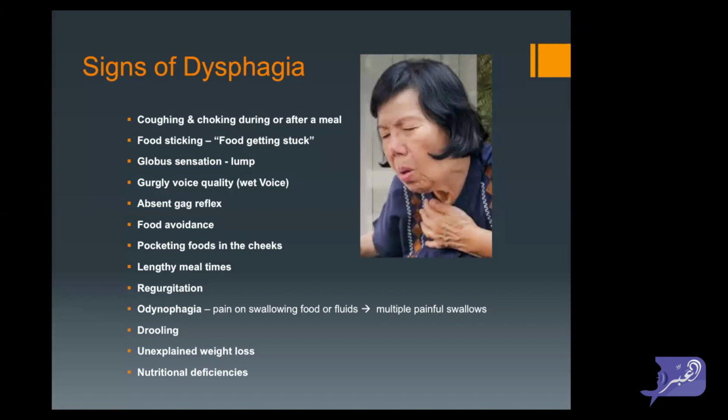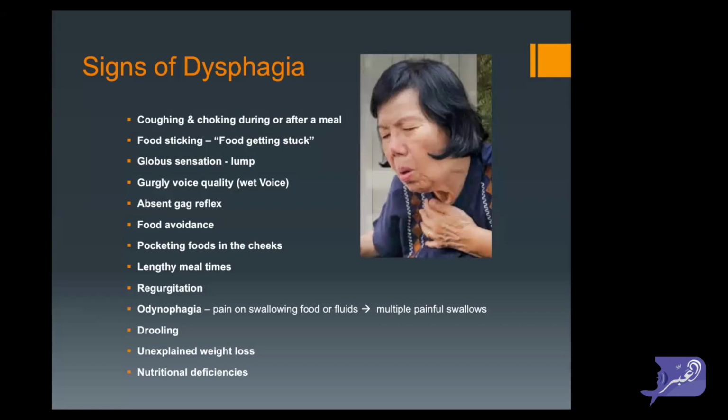Is there any regurgitation happening, any coughing, any choking? Are they reporting odynophagia, which is pain when they are swallowing? Is there any anterior spillage? Is there any drooling from the lips, the corners of the mouth, while they are eating, or just naturally? That means they have poor oral control of their saliva. Is there weight loss? And is there any nutritional deficiency?